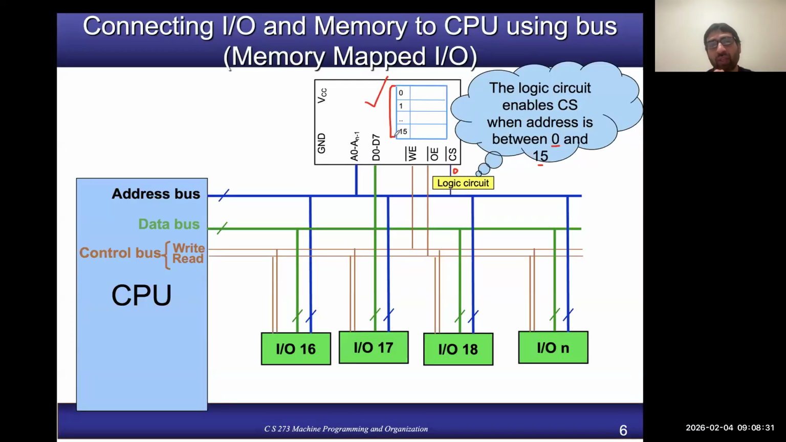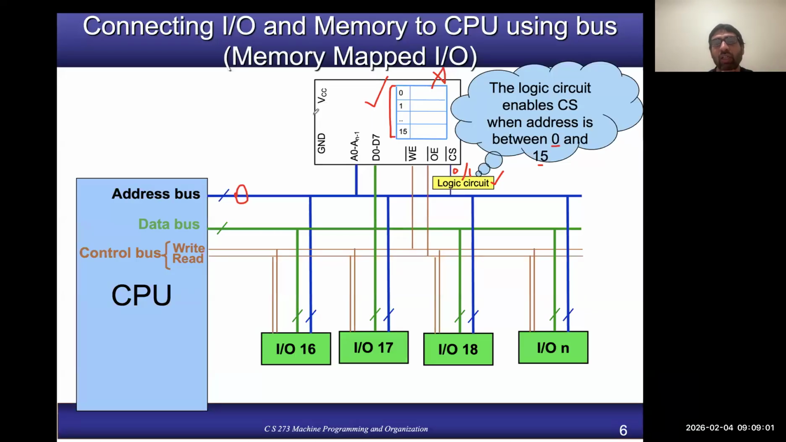Okay. So if the address placed by the CPU on this address bus is within the range of 0 to 15, we want this circuit to enable the memory, which means we want this logic circuit to produce a value of 0. And if the address is greater than 15, let's say 16 or 17 or anything greater than 15, then we want this logic circuit to produce 1, which means that this memory will be disabled. So now how can we design that logic circuit?